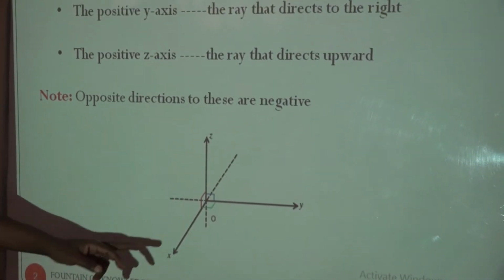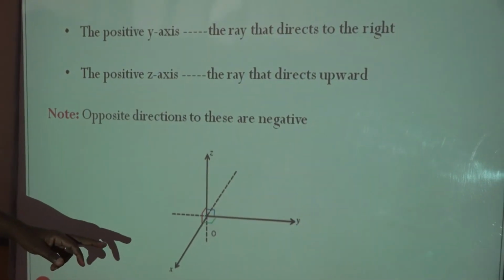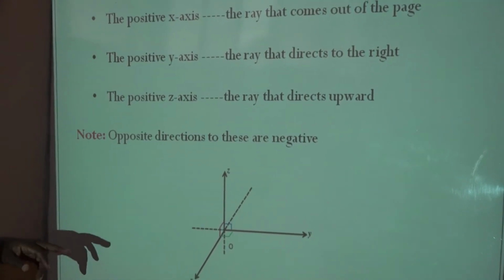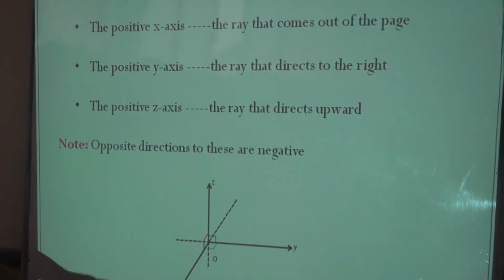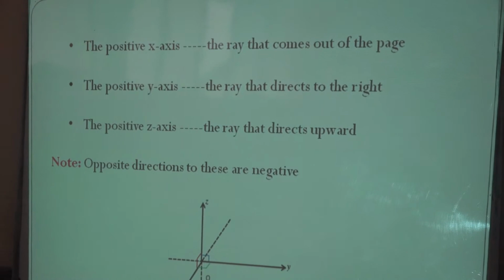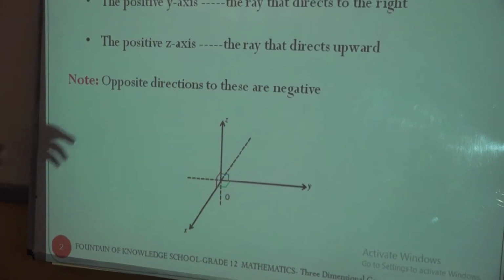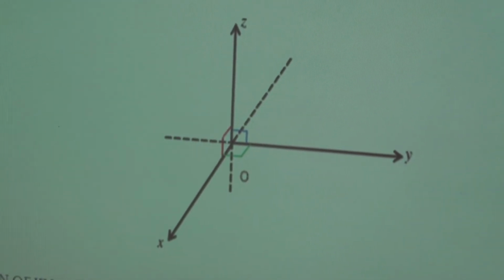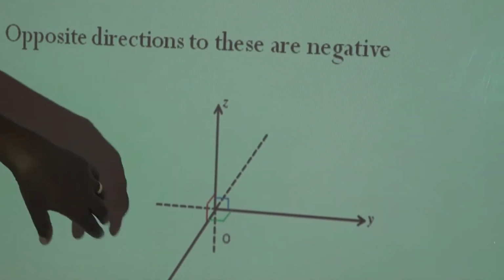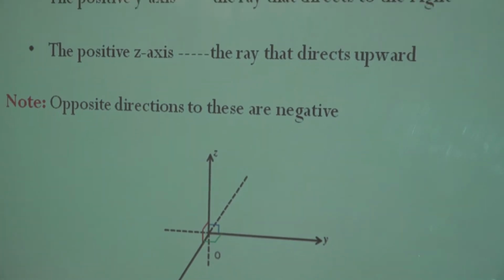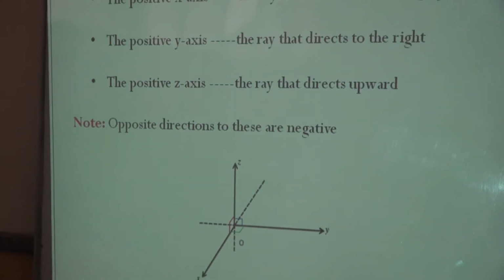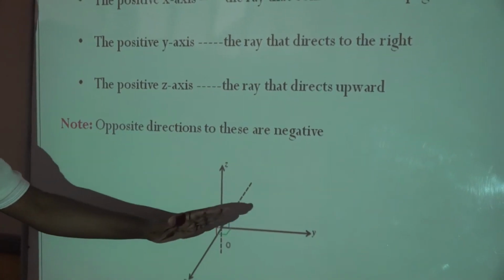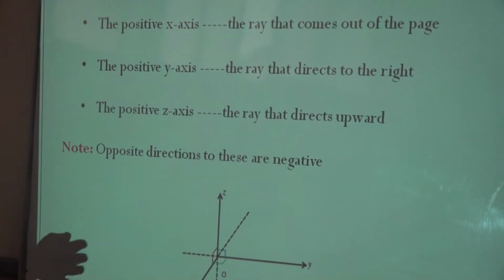The positive x-axis is the ray that comes out of the page, in our case out of the board. The positive y-axis is the axis that is directed to the right, and the positive z-axis is the axis that is directed upward. The opposite directions are the negative values: negative x-axis, negative y-axis and negative z-axis. So using these 3 axes we can determine a space.